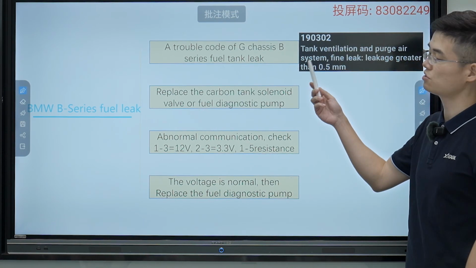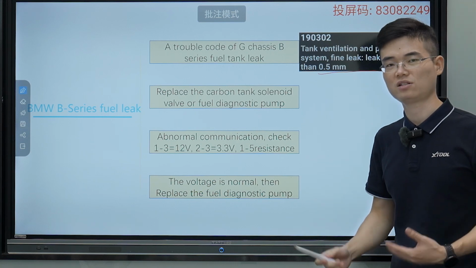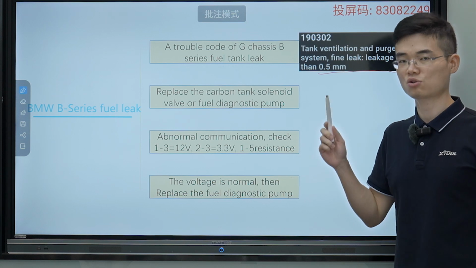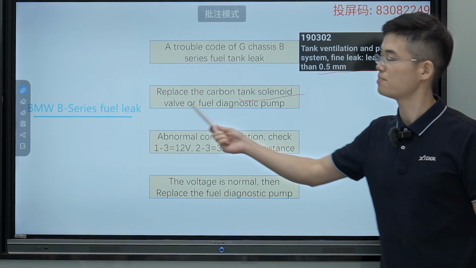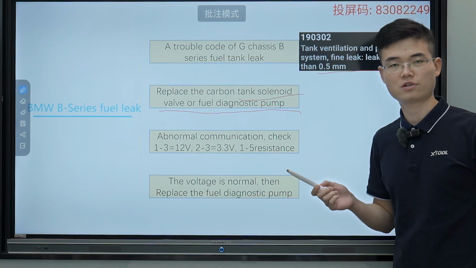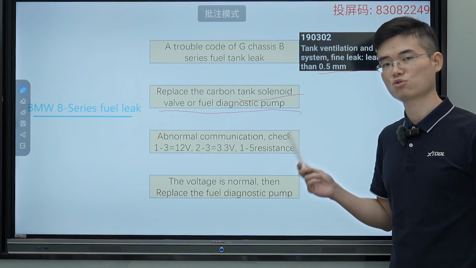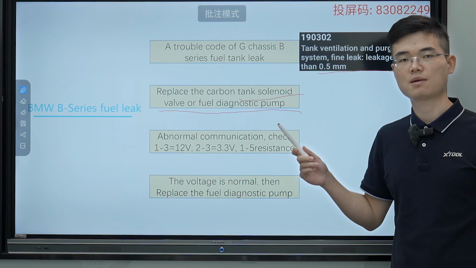However, when the trouble code has a suffix like communication abnormality or signal open circuit, we must be very cautious when considering replacing the two components. In this case, we need to first check the fuel pump leakage diagnosis module located on the gasoline pump. And the specific steps are as follows.